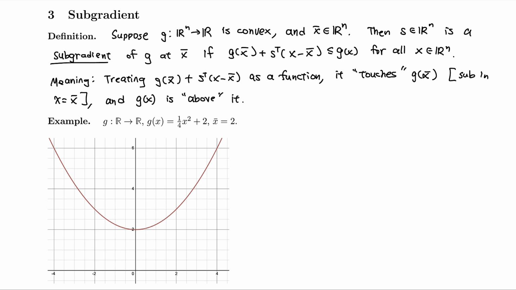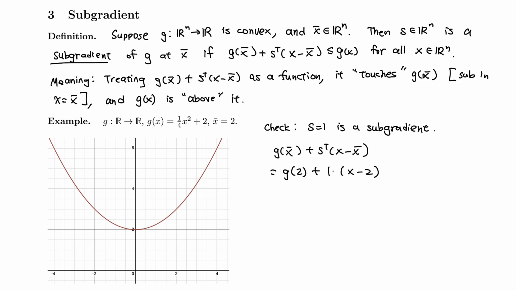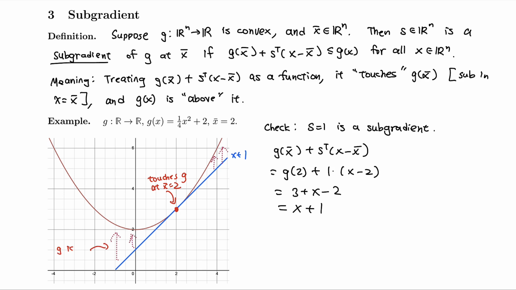Take a look at this example of g of x equal to 1/4 x squared plus 2, and x bar equal to 2. You can check that s equal to 1 is a subgradient using the definition. The left-hand side is a function that gives us x plus 1. And the graph of x plus 1 looks like this. Notice that it touches the graph of g at x bar equal to 2, and the graph of g is above this line here. We note that in the special case of R^1, s is the slope of the tangent line at that point.